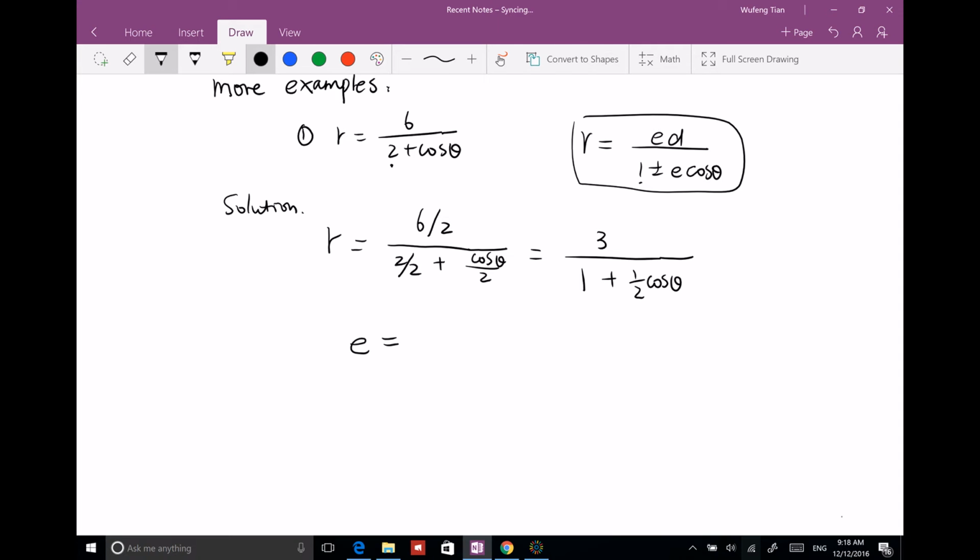1 over 2. Very good. So now we compare e with 1. e is less than 1, so this graph is going to be an ellipse. Very good. Thank you very much, Lacey. So this one is an ellipse.